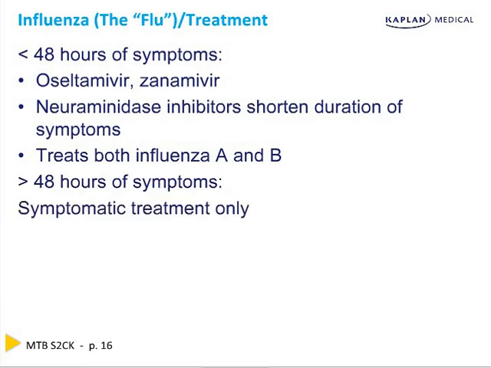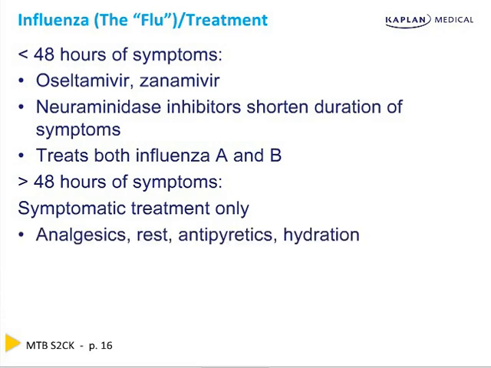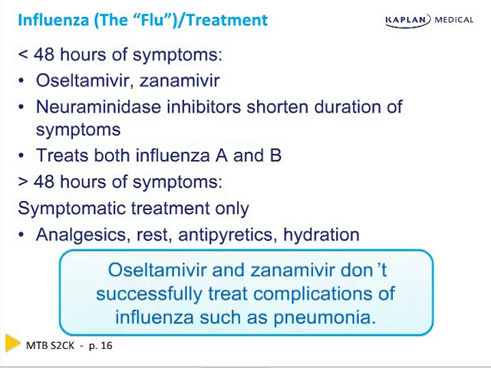If it's above 48 hours of symptoms, then it's symptomatic therapy. But again, no matter what you think or what you've seen, if it's less than 48 hours, give them the neuraminidase inhibitor. Above 48 hours, symptomatic therapy: ibuprofen, naproxen, sulindac, meloxicam, rest, antipyretics with acetaminophen, hydration, water yourself.